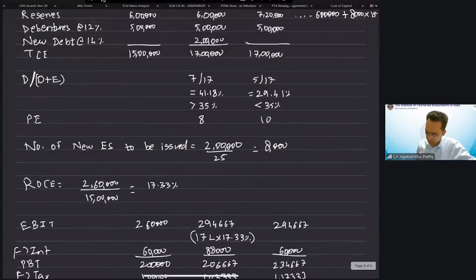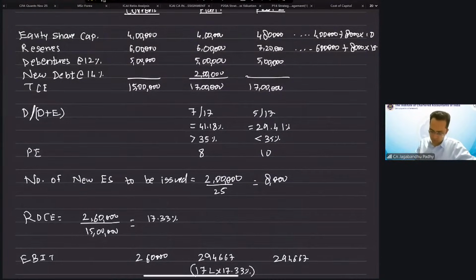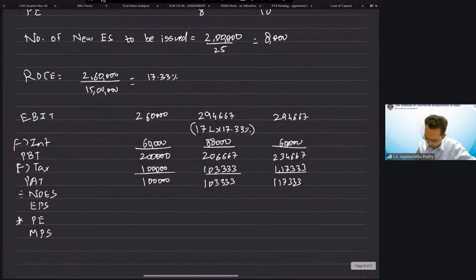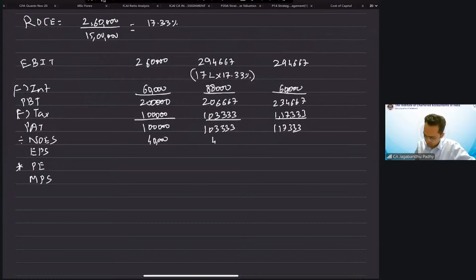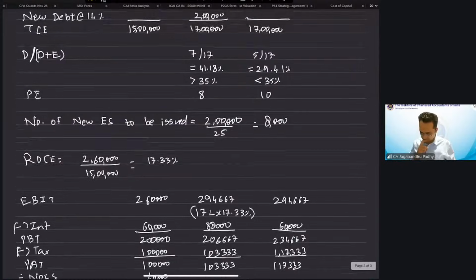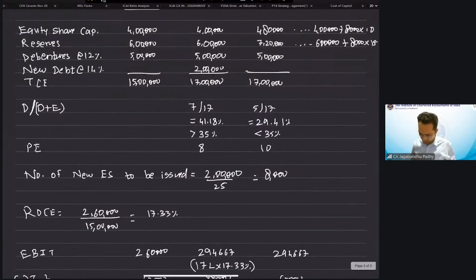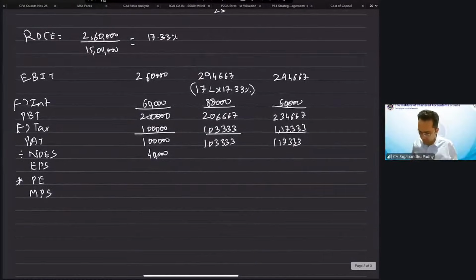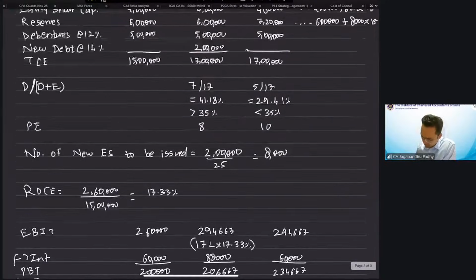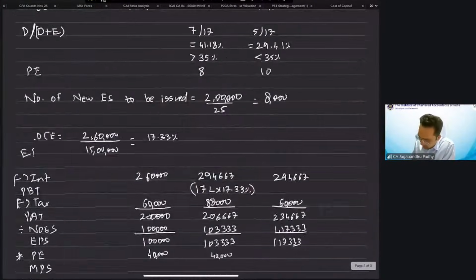We can say number of equity shares is, in the original thing, 40,000. Right, so this is 40,000. This is also 40,000. And this one, sorry, over here it is going to be 40,000. And since the equity shares are issued over here, we'll take it as 48,000.